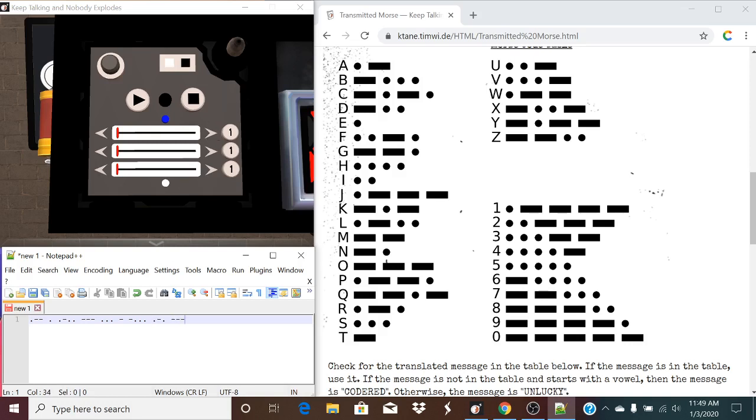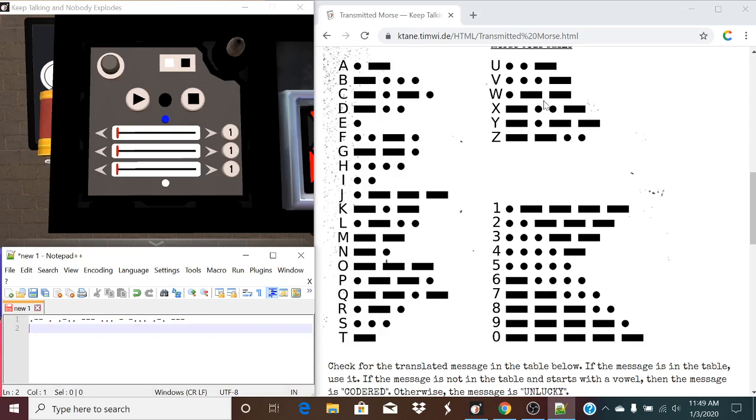Okay, that's our message. Dash dash dot dash dot dot dash dash dash dot dot dot dash dash dot dot dot dash dot dash dash dash. Alright, stop our message and let's figure out what it is.